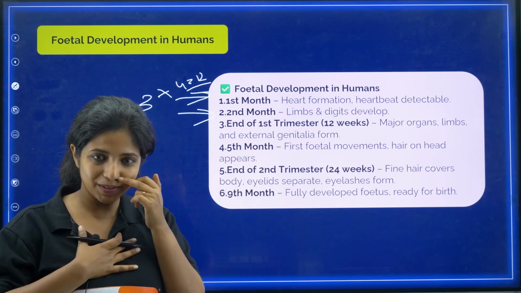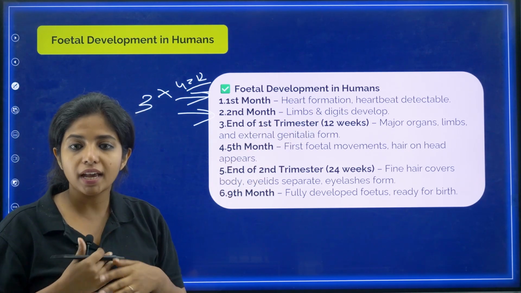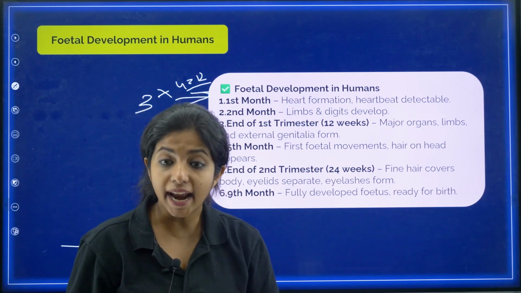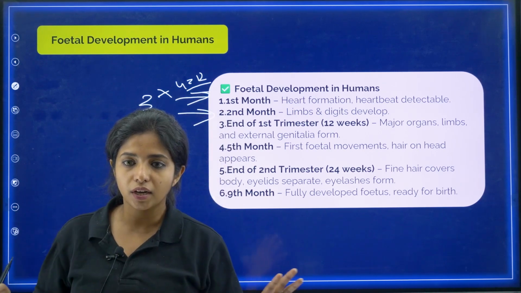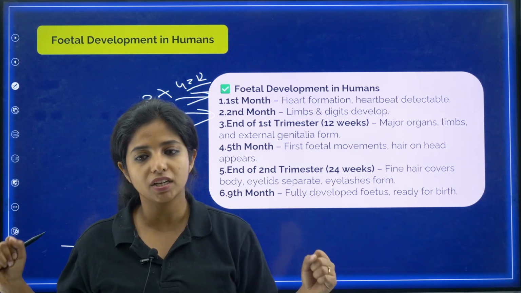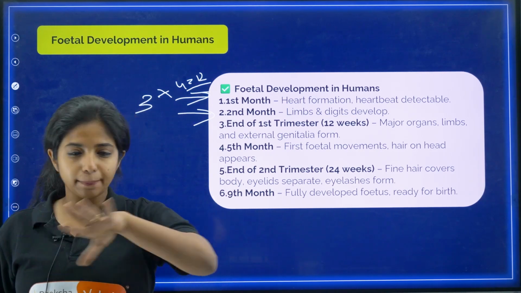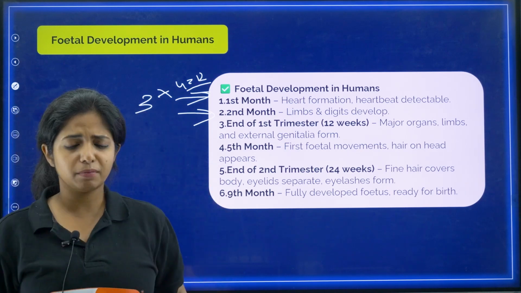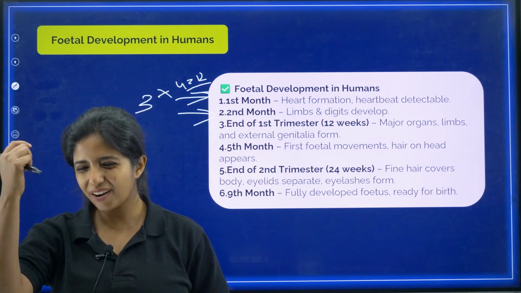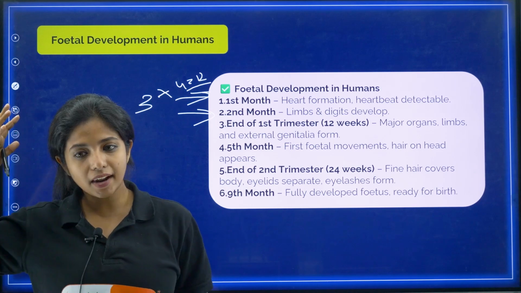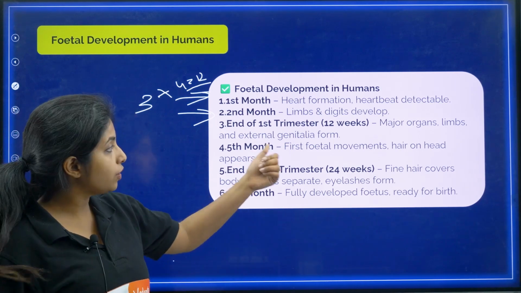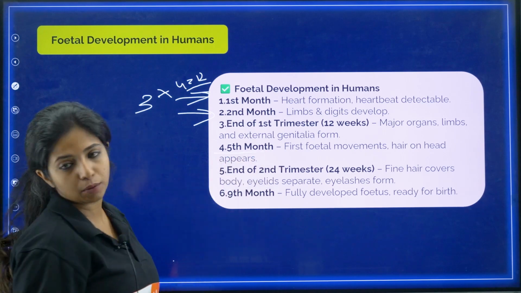First month, heartbeat. That is the first thing that you listen to. Second month, limbs and the digits. And then by the end of the first trimester, the 3rd month, your major organs, the limbs and the external genitalia are formed. Now, skip the 4th month, which is not there in the NCERT. In the 5th month, what happens? The baby says, I want to have some hair. So, hair on the head as well as the first fetal movements appear in the 5th month, my dear children.